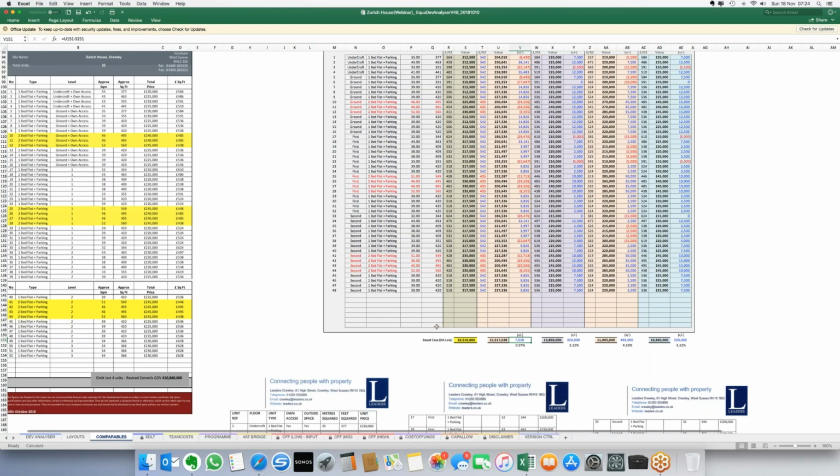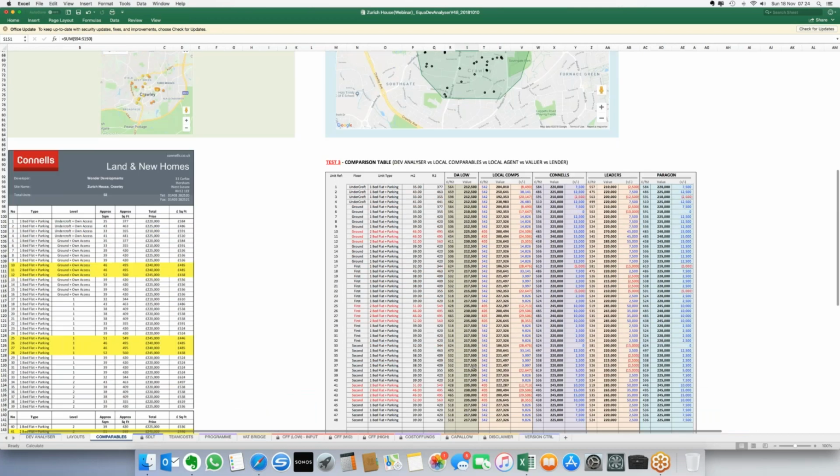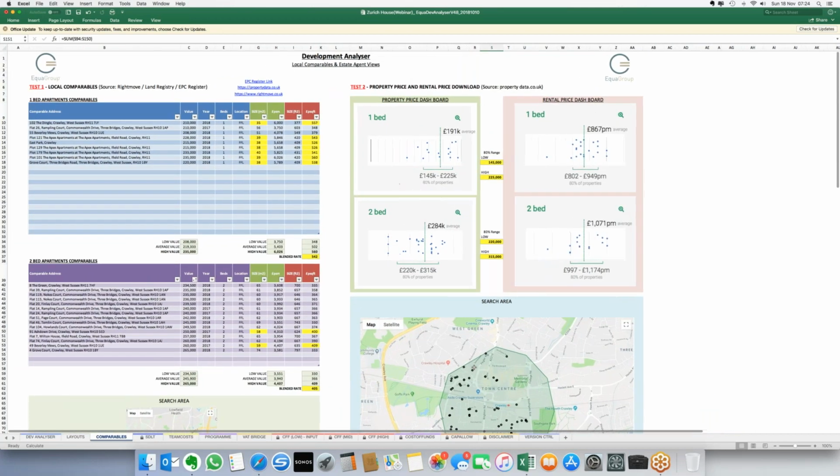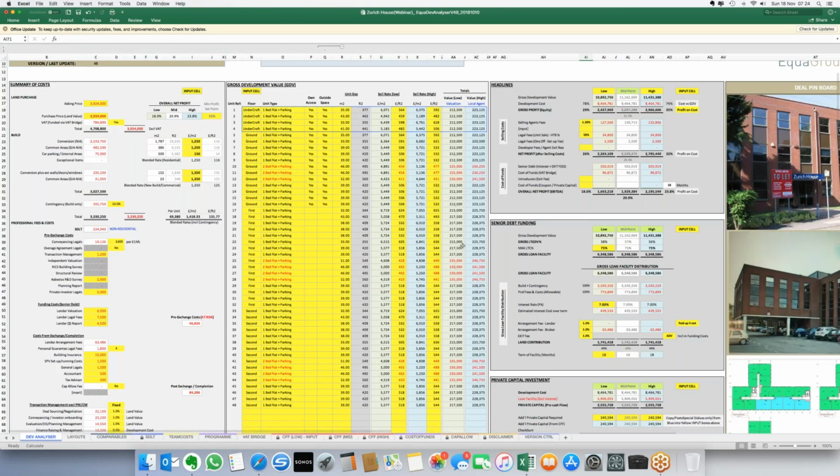So from an analyzer perspective, trying to be conservative but realistic, I'm quite comfortable where we are, and on the basis that the numbers work at that level, I think that gives some good grounding and validation around this particular opportunity and the potential of upside a bit further down the track. So that's how we do the local comparables, and at the moment that has established that we're quite comfortable where these particular numbers are.